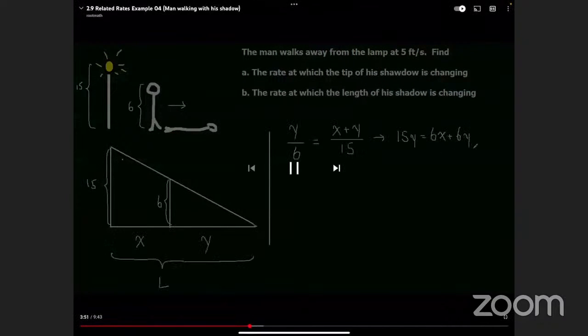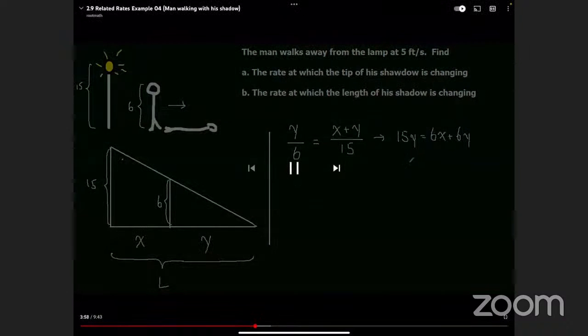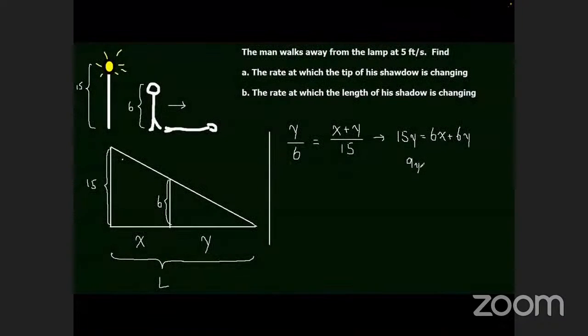Now let's get y to equal something in x. So we subtract the 6y from both sides, we get 9y equals 6x, and y equals 2/3 x. So he's writing y in terms of x. Okay, great. We solved for y in terms of x. So we eliminated one variable. I'm just going to leave it there for now. You'll see why later. So y equals 2/3 x. Perfect.